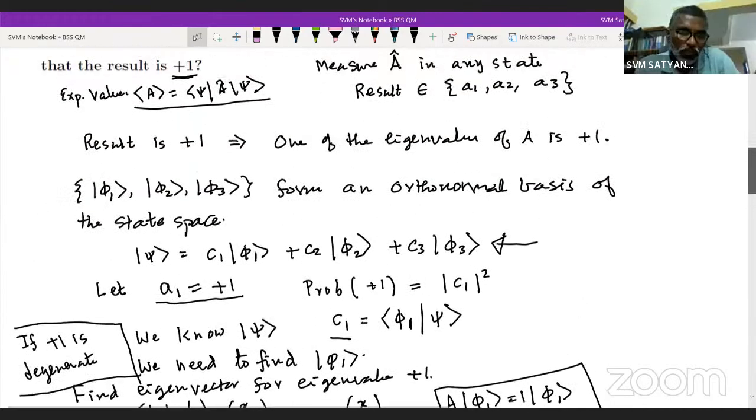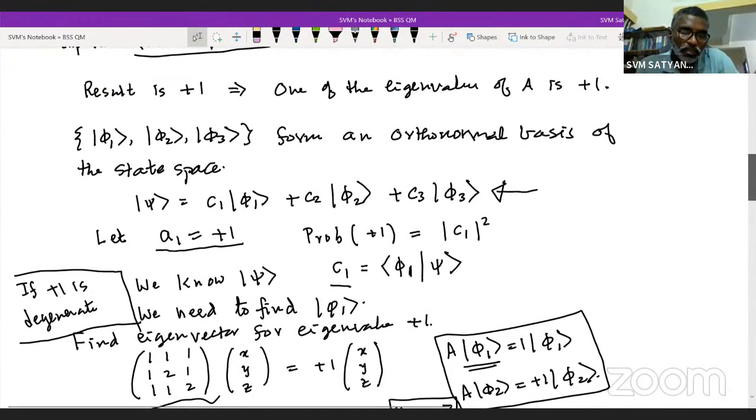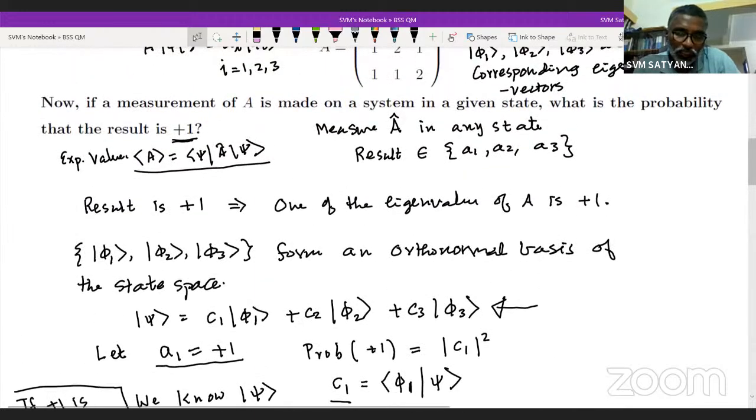No, so what I'm saying is, if you understand this initial discussion, the result when you make a measurement of this operator A will always be one of its eigenvalues. It cannot be anything other than that. So that is why I wrote here, the result belongs to this set of eigenvalues always.